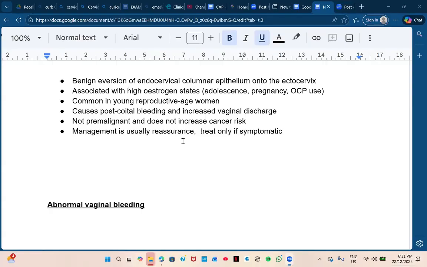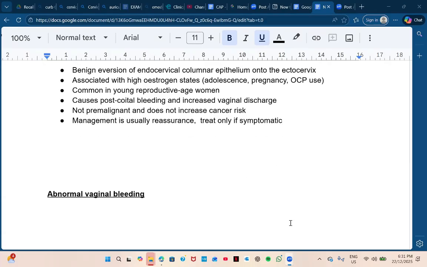Okay, so this is associated with the high estrogen state, usually in adolescents, in pregnancy, and in women who use OCP, oral contraceptives. It is common in young reproductive age women. So anyway, this is out because our patient is a postmenopausal woman. It causes postcoital bleeding and increased vaginal discharge, is not pre-malignant and does not increase cancer. Its management is usually reassurance, treat only if symptomatic.